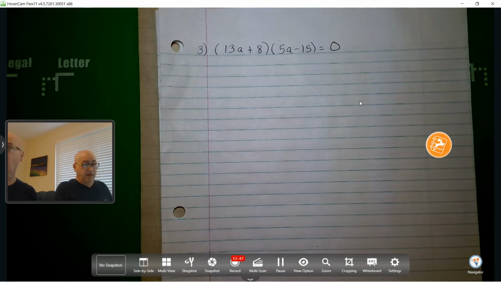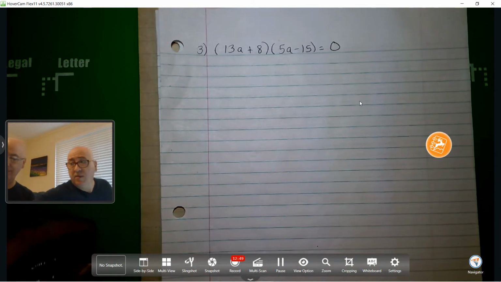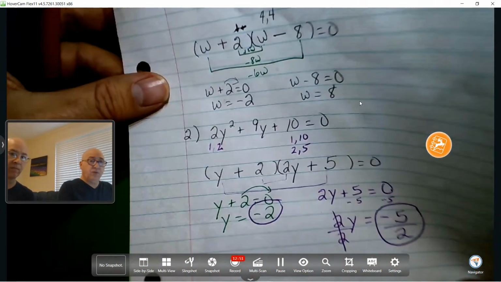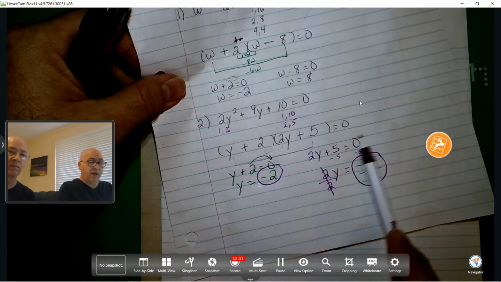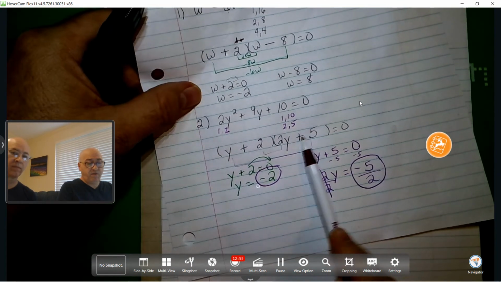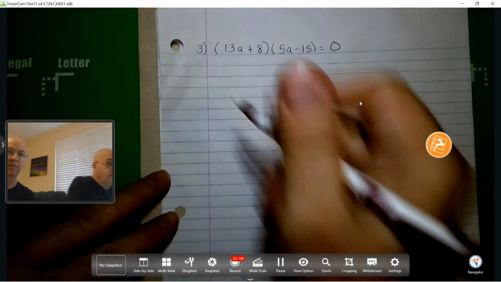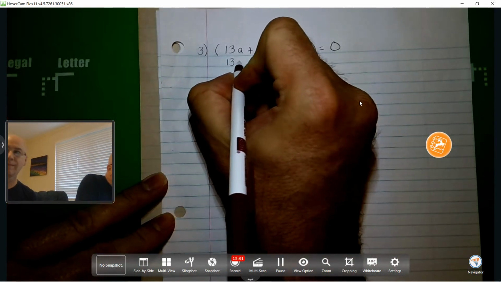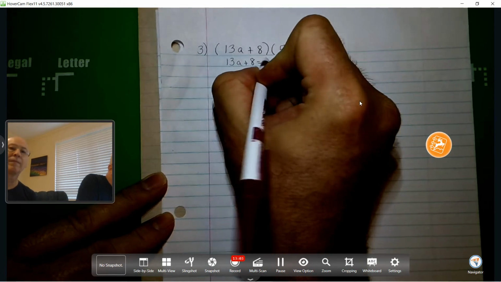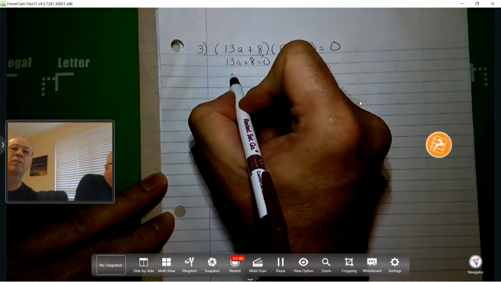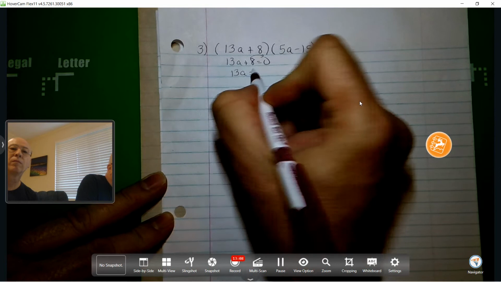So we're skipping straight to this step right here. It's already got the factored form with a 0. So I just go and set each factor to 0. This might be the easiest problem today. What do you think, Tim?